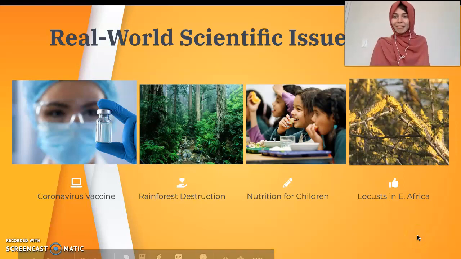is locusts in East Africa. So I'm sure you guys all know about this. We saw them flying over the school a few months ago. And so this is one that I thought was really, really relevant and timely.